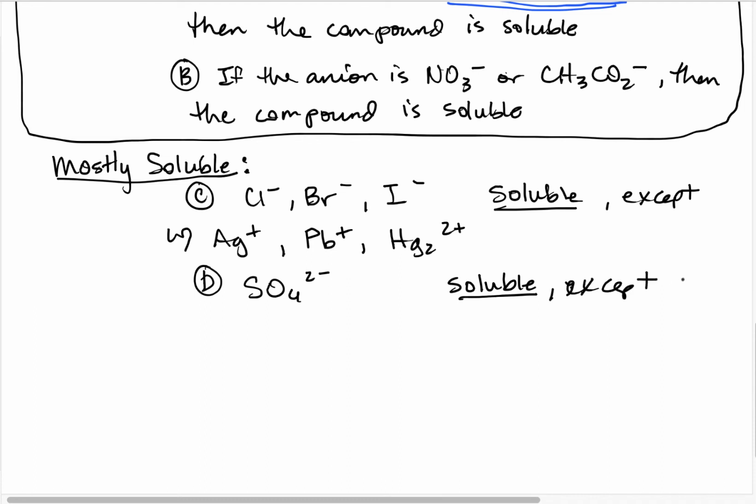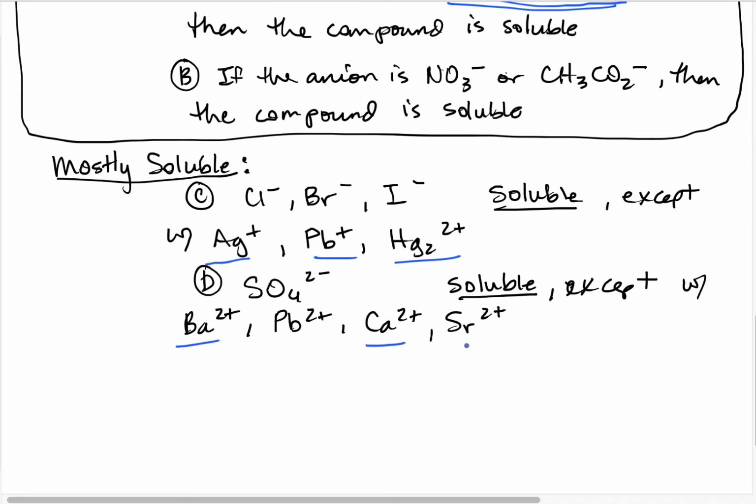except with barium, lead 2+, calcium, and strontium 2+. Now, if you are trying to figure out how you're going to remember these exceptions, these ones I don't really have a very good pattern for you. Silver, lead, and mercury are not too far away from each other on the periodic table, but check out barium, calcium, and strontium. Go find them on the periodic table. They're all together. And then you can just throw lead in to remember, okay?